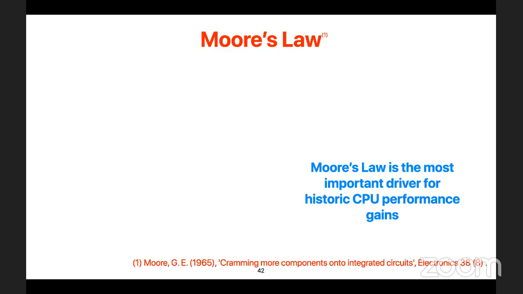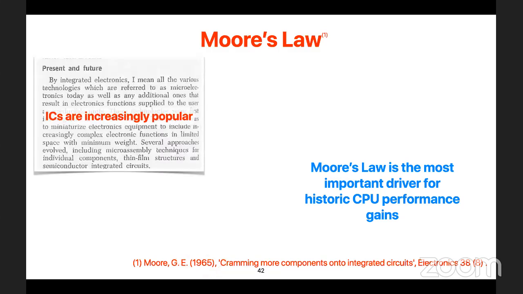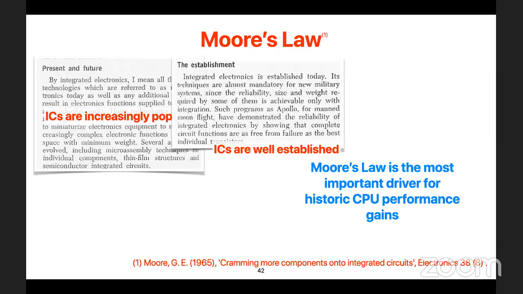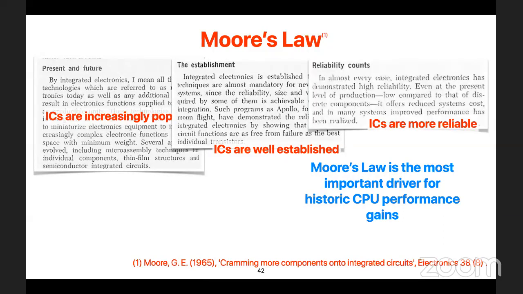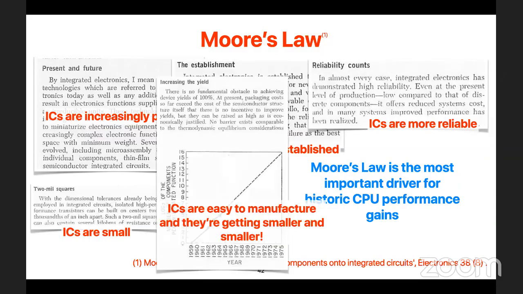But if you really want to dig into the details of Moore's Law, it's in the paper that Gordon Moore wrote in 1965. And here's the reference. You can probably Google it. So what it says is like this. I'm going to give you a very quick overview of the paper. First of all, he wrote a paragraph about how integrated circuits are increasingly popular. ICs are well established, more reliable, smaller, easier to manufacture, and getting smaller and smaller. And heat is not a big issue.